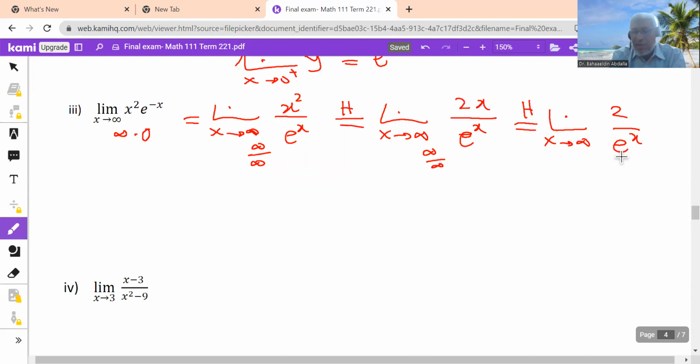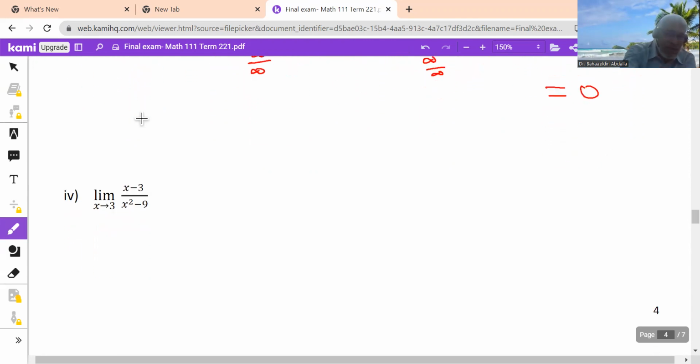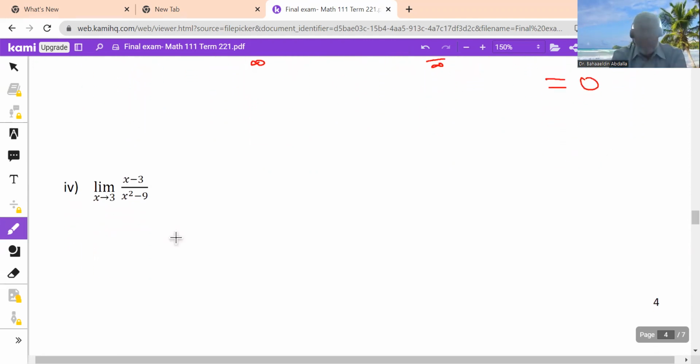Now replace x by infinity. e to the power infinity is infinity, 2 to the power infinity is 0. So the limit is 0, and you can check your answer by replacing x by 1000, for example, because x goes to infinity. So 1000 squared times e to the power negative 1000, check the calculator and make sure that the answer is very close to 0.